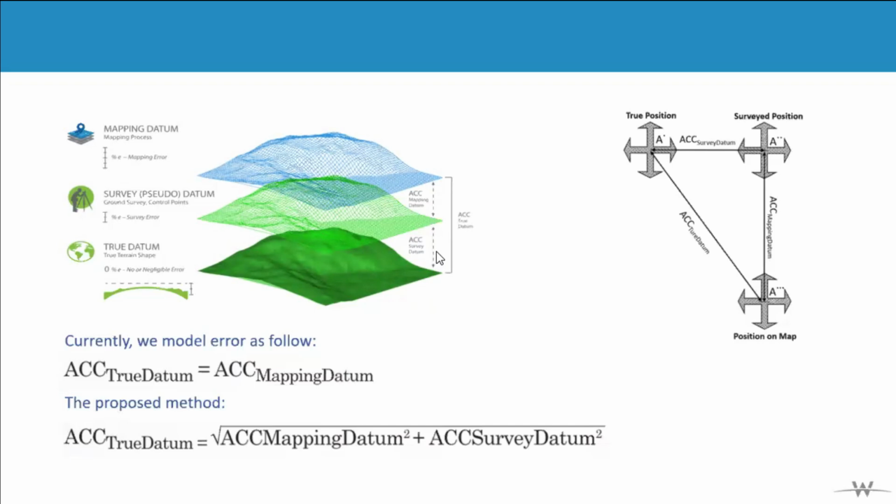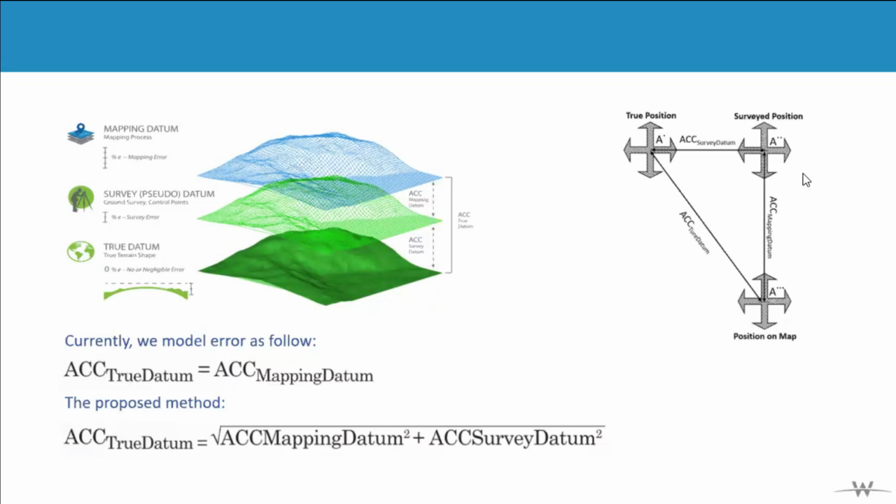So how do we check our accuracy? We compare the blue mesh to the green mesh, to the checkpoint, and we calculate the ACC mapping datum, like you see in the formula down below. The ACC to the true datum, we considered it the ACC of mapping datum, and that's how we measured the accuracy, only in this upper element of the accuracy, ignoring the lower one.